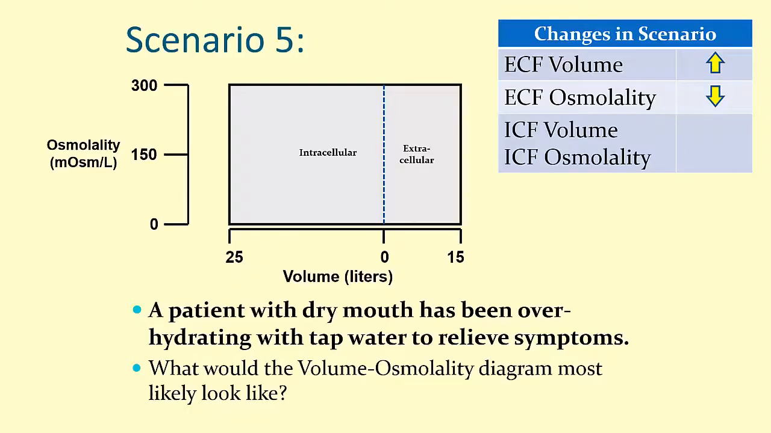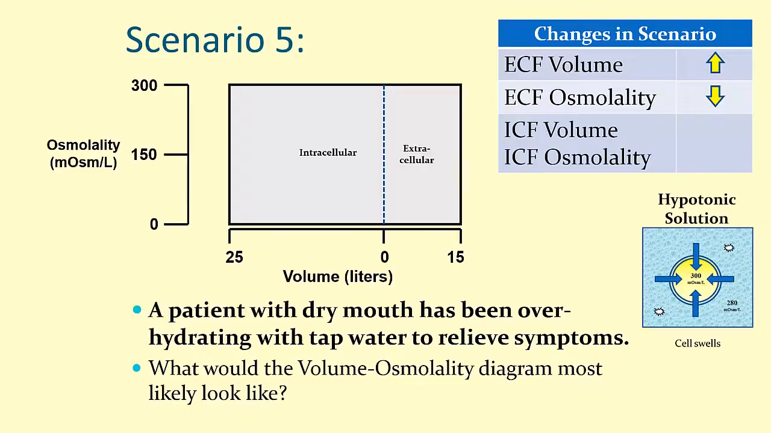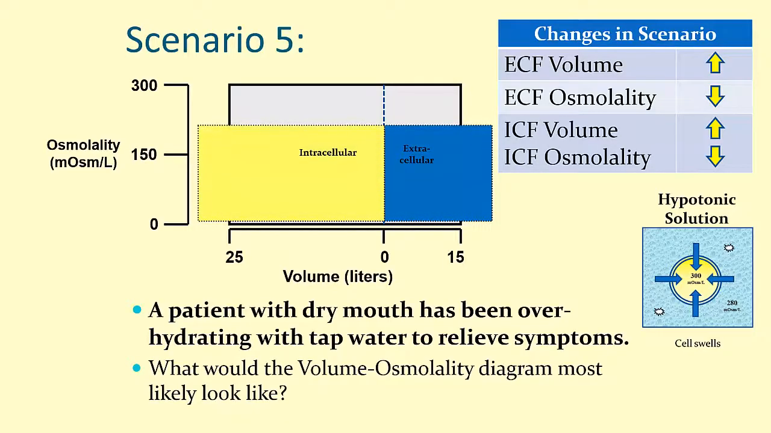The cells of the body are thus in a hypotonic solution in which the concentration of the extracellular fluid is much less than that of the inside of the cells. Consequently, water will move via osmosis from the extracellular fluid compartment towards the higher concentration of solutes inside the cells. Thus, the intracellular volume will be increased and the intracellular osmolality will be decreased. If we draw this on our volume osmolality diagram, it should appear like this. The volumes of both compartments have increased, and the osmolalities of both compartments have been decreased.